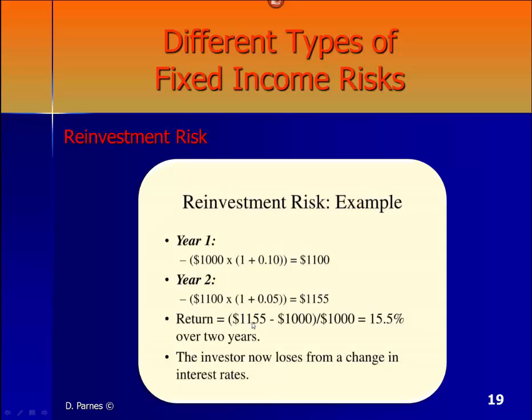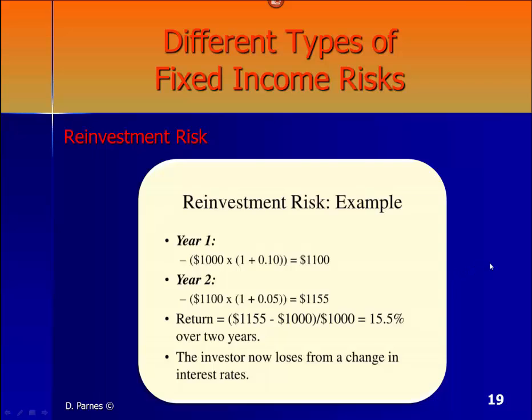You take the amount received minus the amount invested divided by the amount invested. So altogether, over 2 years, you earned only 15.5%. Obviously, the investor now loses from a change in the interest rate, simply because the interest rate went down. So you don't earn as much as you expected. Maybe you thought that you will get 10% in year number 1 and 10% in year number 2, and you didn't get that. So this is conceptually the reinvestment risk.